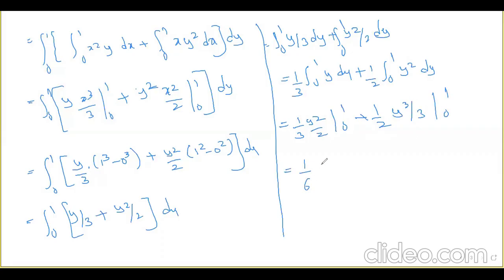This is nothing but 1 by 6, 1 square minus 0 square, plus here also 1 by 6, because 1 by 2 into 1 by 3 is 1 by 6, 1 cube minus 0 cube. So this is 1 by 6 into 1, that will be 1 by 6. Here also 1 by 6. So 1 by 6 plus 1 by 6, the answer will be 2 by 6, the answer will be 1 by 3, right? So this is the first sub answer.